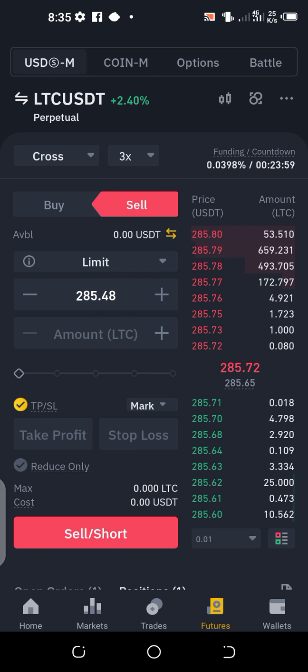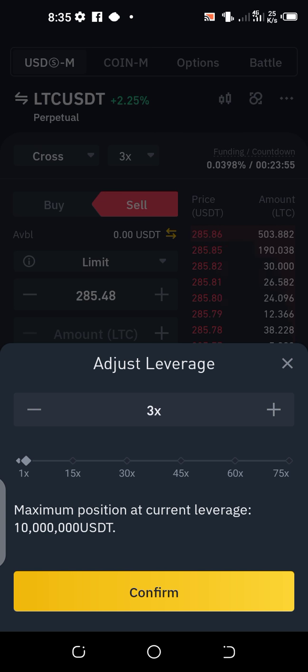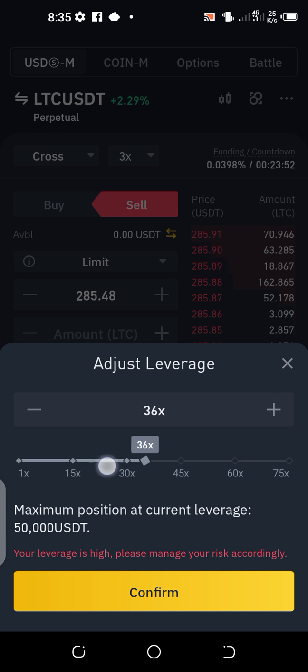So here we have the leverage. In Binance futures wallet, we have leverage up to 125x. But there are coins that are just 75, some 60, some 45, some 100. Like this LTC now, you can leverage on LTC up to 75x. So what it means is that your profits will be calculated 75 times.